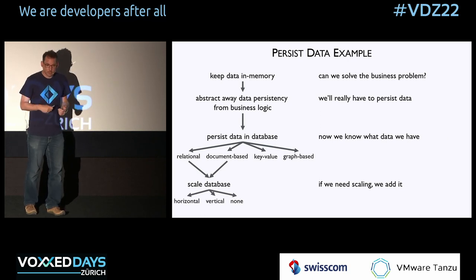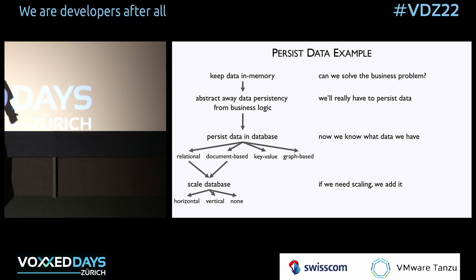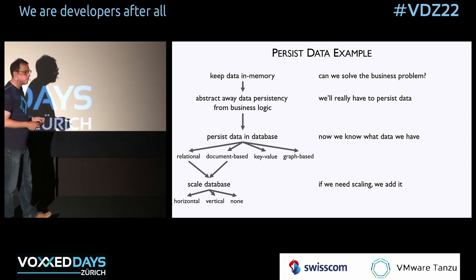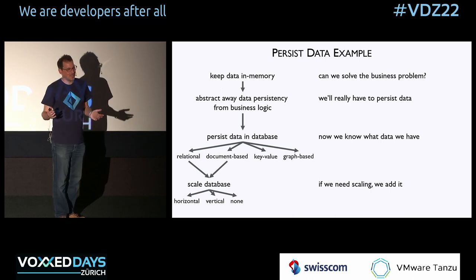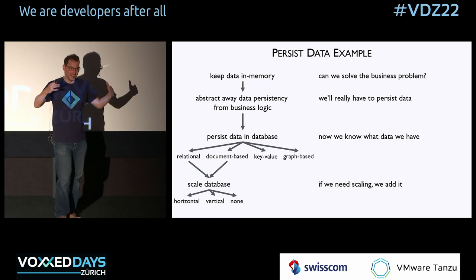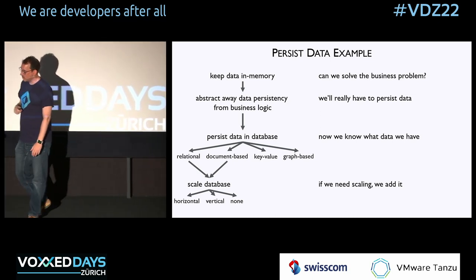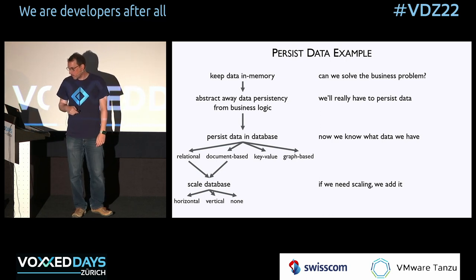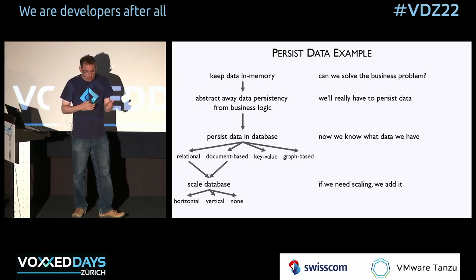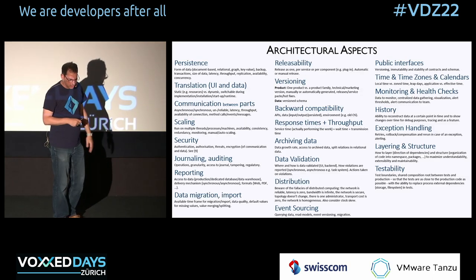Yeah, on scaling, you can choose between horizontal, vertical, or no scaling, but do it when you need to do it, not as the first thought, as I hear in many conference talks about scaling, scaling, scaling. You can run a lot of requests on a single server, on a single instance. And the same thing we did not only for persistence, but for all these architectural aspects.